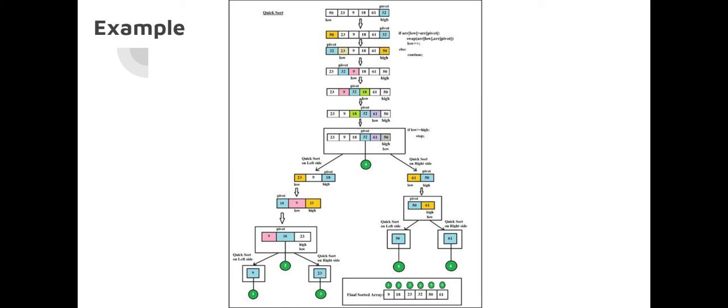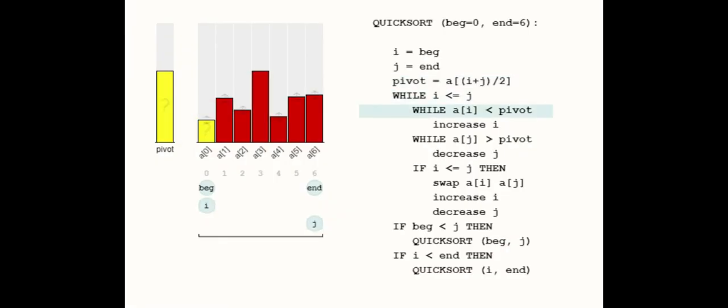Coming to the next step, the main array after the first step becomes 23, 9, 18, 32, 61 and 50. Now, the list is divided into two parts, the sublist before the pivot element and the sublist after the pivot element. Repeat the same steps for the left and right sublists recursively. The final array thus becomes 9, 18, 23, 32, 50 and 61. Now let us try to understand the quick sort algorithm with an example.